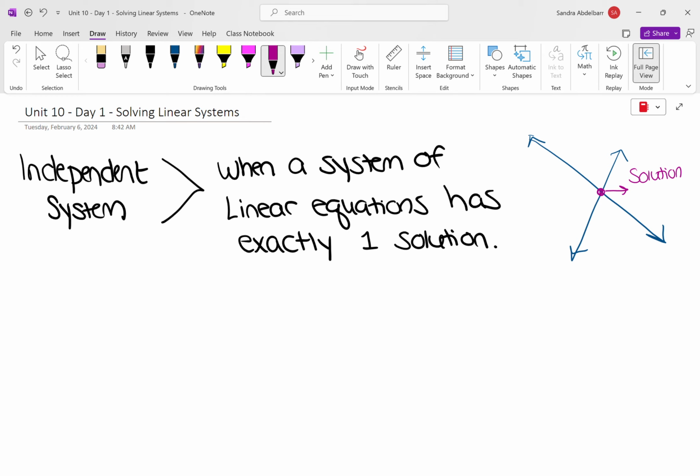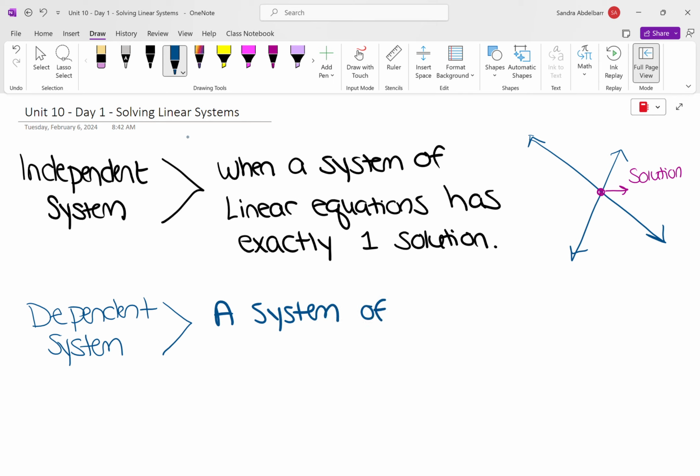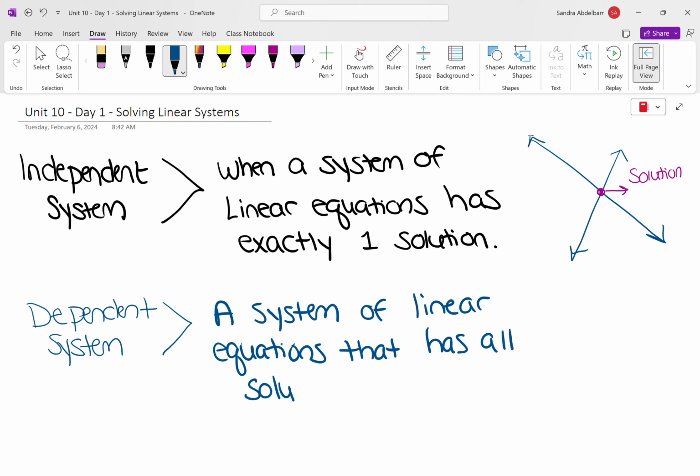All right. Can they have all solutions in common? What would that look like? Good, two overlapping lines, exactly. That is called a dependent system. So this is a system of linear equations that has all solutions in common. And that just means two lines on top of each other.